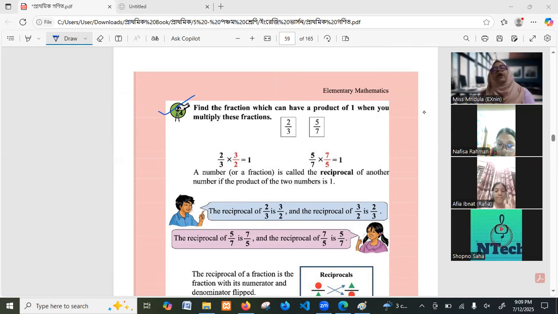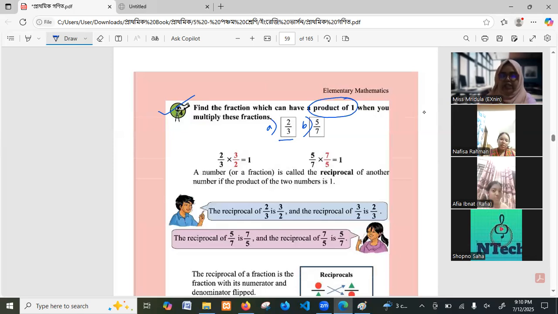They're talking about two different fractions. This is one fraction, suppose this is A and this is B. They're saying how we can get the product 1 if I multiply this first one with another fraction. That means they want us to find another fraction, and then if I multiply this fraction and that fraction, I will be getting 1. The product will be only 1. Here they are saying that a number or a fraction is called the reciprocal of another number if the product of the two numbers is 1.